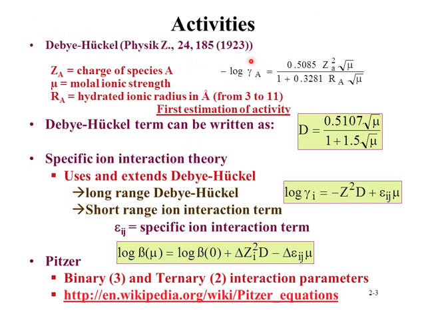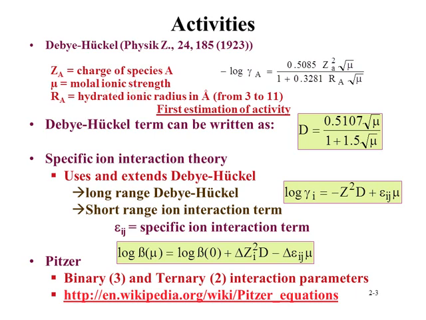Rather straightforward equation. Here's your activity coefficient, where we have some constants, where some of the conditions involved in here are the charge of the species, the molal ionic strength, so not molar but molal, and the hydrated ionic radius in angstroms. You can develop a term for the Debye-Huckel equation, which is listed here in this equation, where we just get this term as a function of the square root of the molal ionic strength.